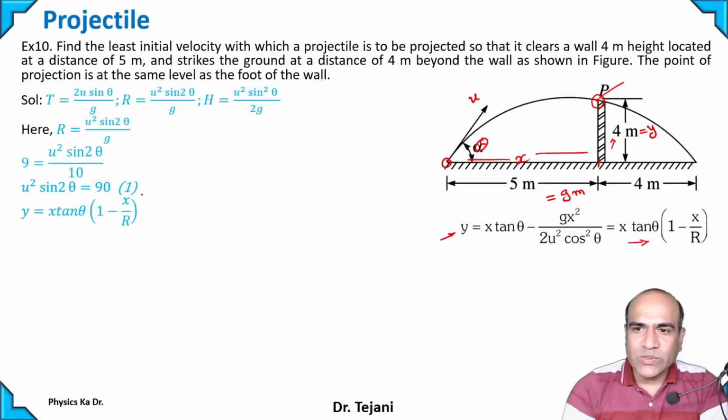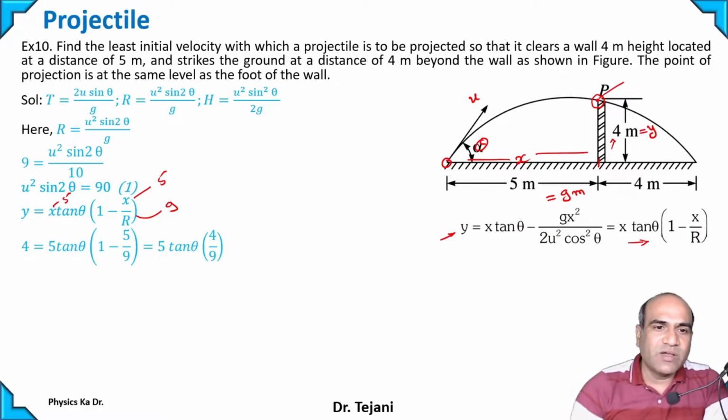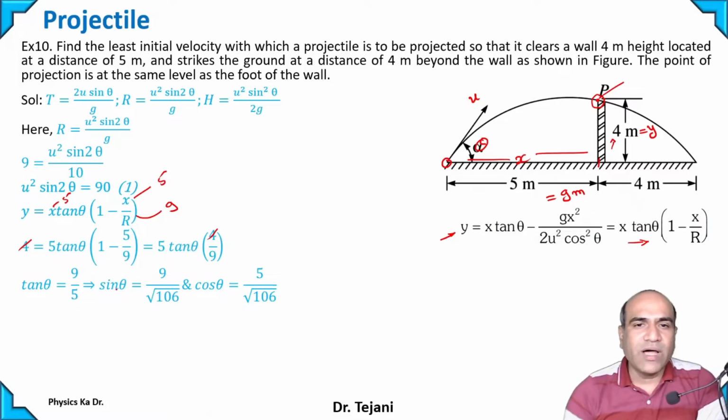x is 5. The total range is 9 and x is 5. We don't know theta, so we can put 5 tan theta (1 minus 5 by 9). So it becomes 5 times 4 by 9. We can cancel this 4, and so tan theta is equal to 9 by 5.